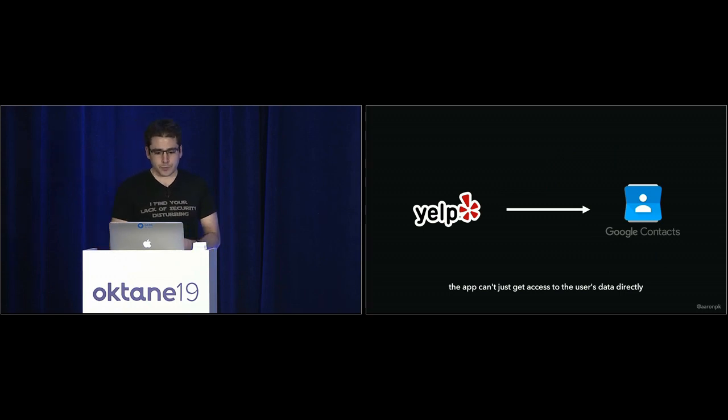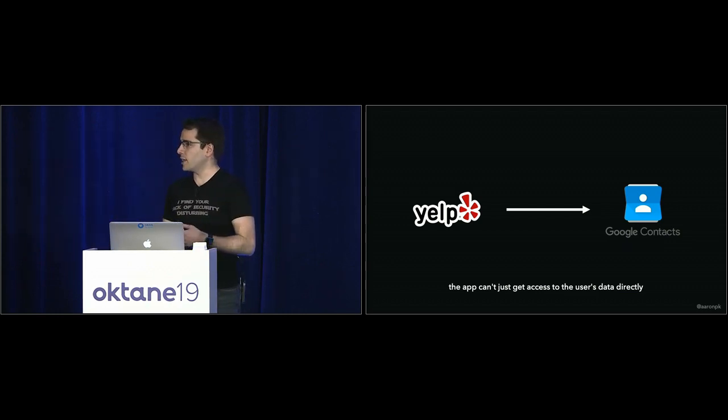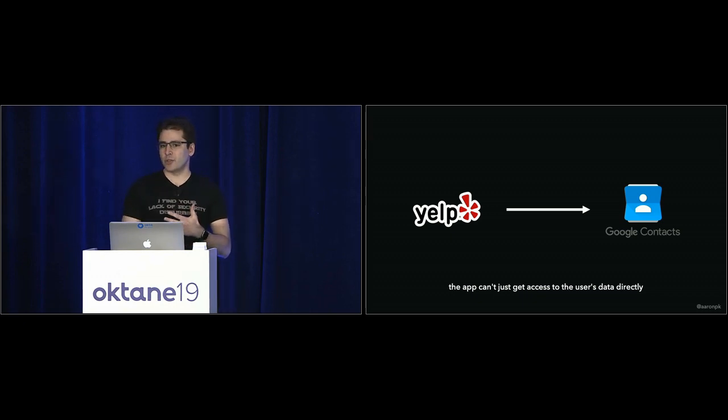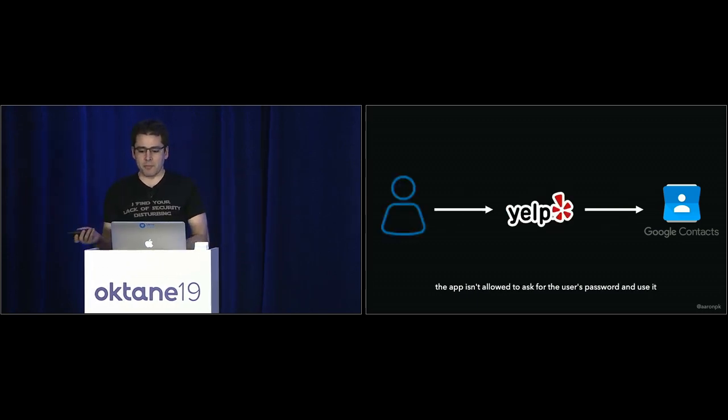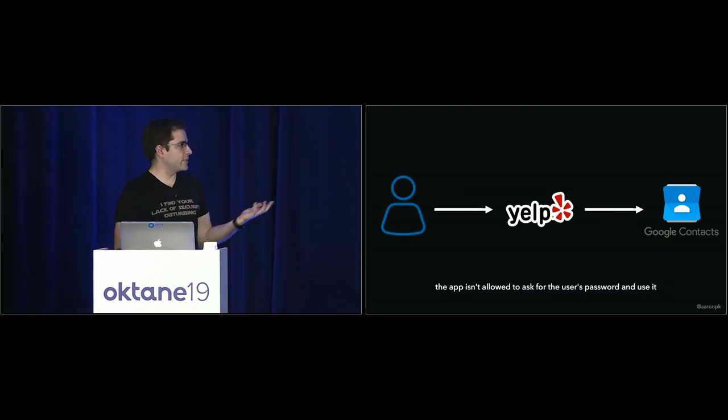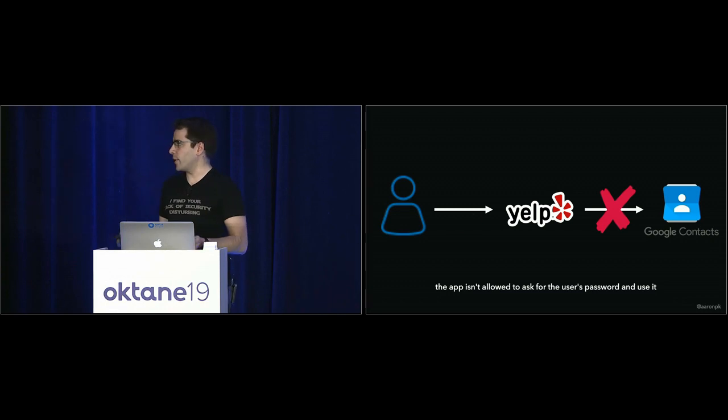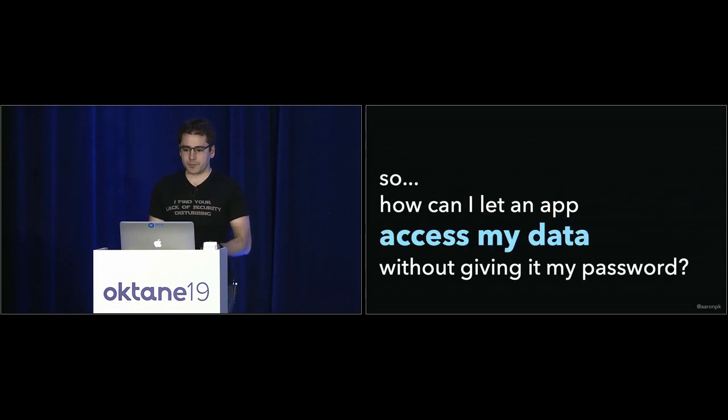So obviously there are several different ways this could be solved, but also many ways in which people tried to solve it and it didn't work. Yelp can't just go and ask Google for a random person's address book, and the app shouldn't be allowed to ask the user to enter their password and give the password over to Google.